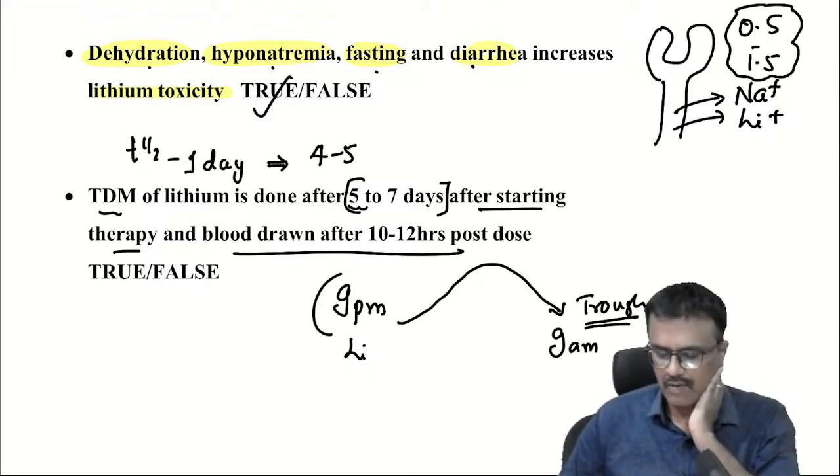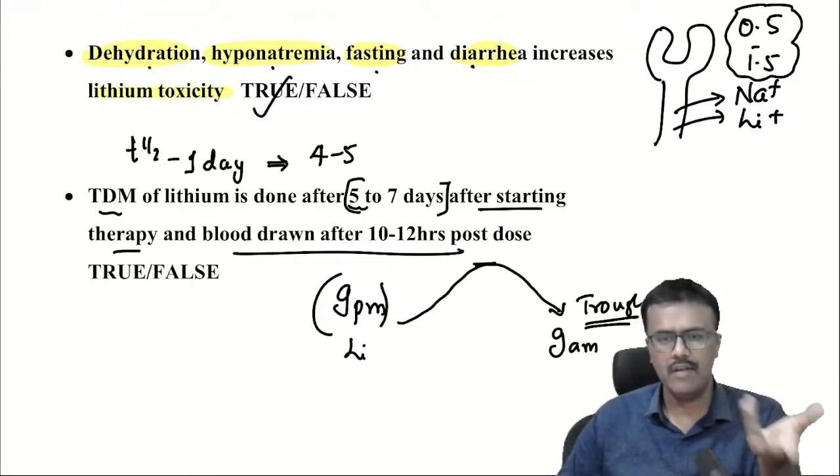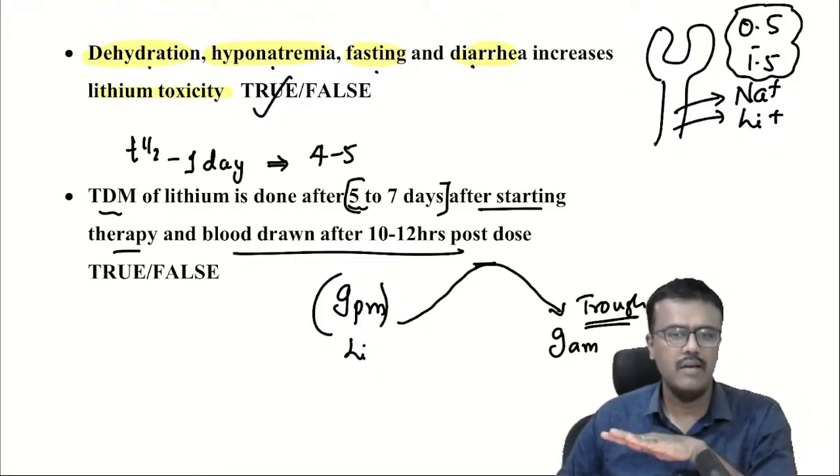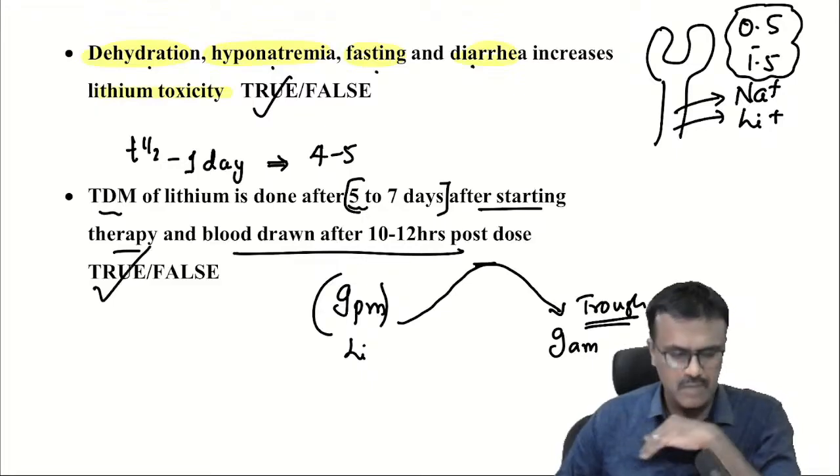Sir, why can't I take it after 9 p.m.? After 9 p.m., anyhow I've taken the drug, obviously it will be high only. But I should be checking whether the levels are maintained at 10 to 12 hours. Then only the drug will work. So it's a true statement.